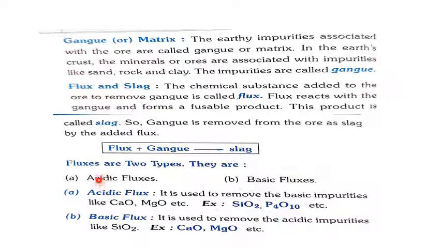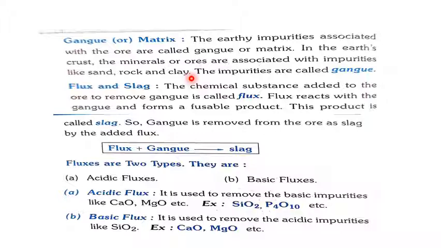Okay, listen, gangue or matrix, the earthy impurities associated with the ore are called gangue or matrix. In the earth's crust, the minerals or ores are associated with impurities like sand, rocks and clay. These impurities are called gangue. What are flux and slag? The chemical substance added to the ore to remove gangue is called flux. Flux reacts with the gangue and forms a fusible product. This product is called slag.